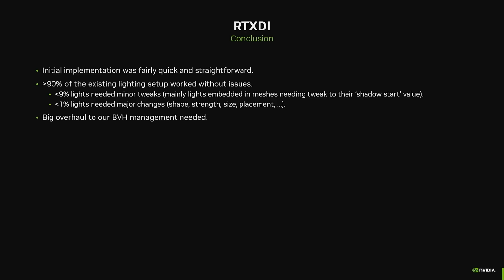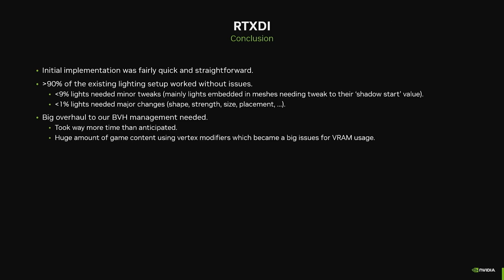We had to do a big overhaul to our BVH management. This took way more time than anticipated, but it was needed. There is a huge amount of game content that uses vertex modifiers, and even things that you wouldn't think are using vertex modifiers are using them. For example, we have rocks that will sample the height of the terrain to move themselves in the vertex shader instead of placing the asset directly where it should be. So those need to be dealt with in the GBVH, like everything that uses vertex modifiers.